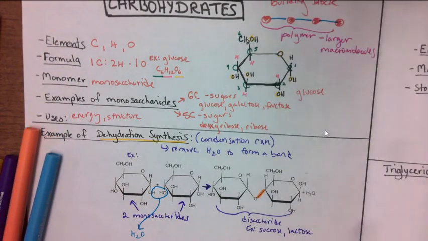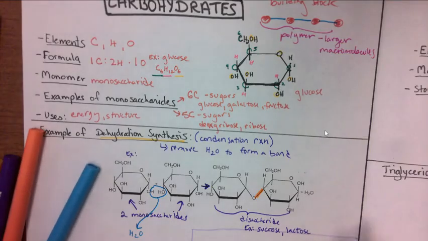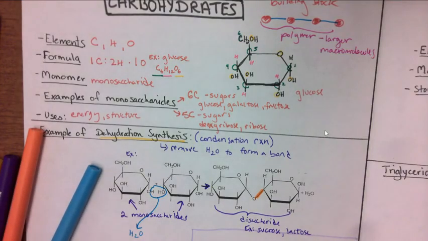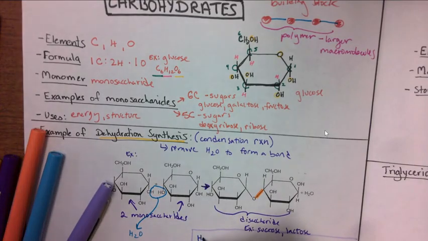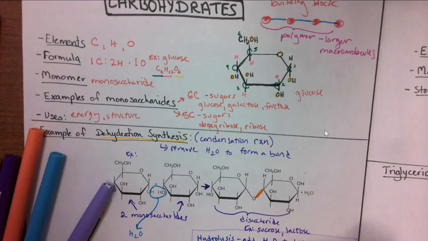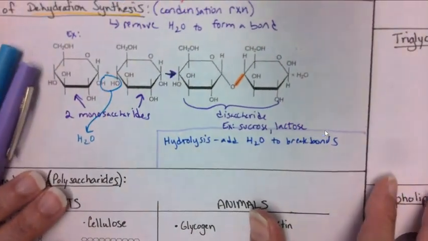Let's say, however, that you want to break disaccharides apart. Just give yourself a second to remember that type of chemical reaction that you also learned about in chemistry. That's called a hydrolysis. You're going to add water to break bonds. Oops, you can't see that. I'm so sorry. Now you should be able to see it. Add water to break bonds.